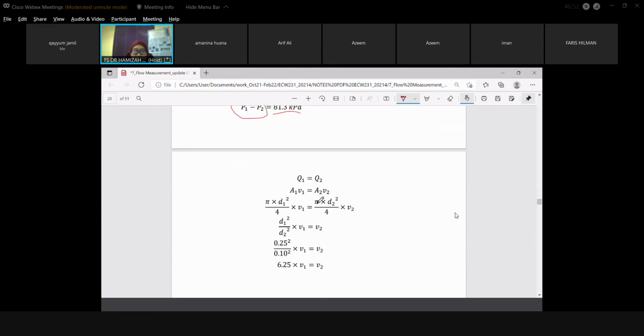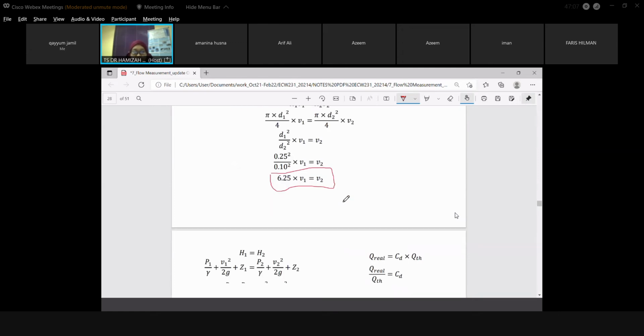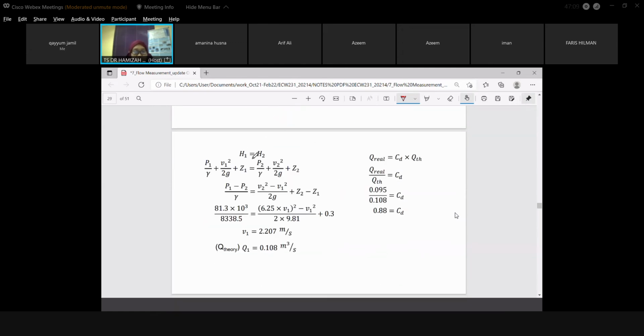Okay, but this time we have two unknowns because we don't know both velocity. So just leave it like that, where V2 is equal to 6.25 V1. Leave it first. Okay, and then we can apply in the Bernoulli equation. So substitute the V2 into V1, so we have the same variable. So when it's the same V1, we can solve. We can subtract. And finally, we only have one unknown, V1.